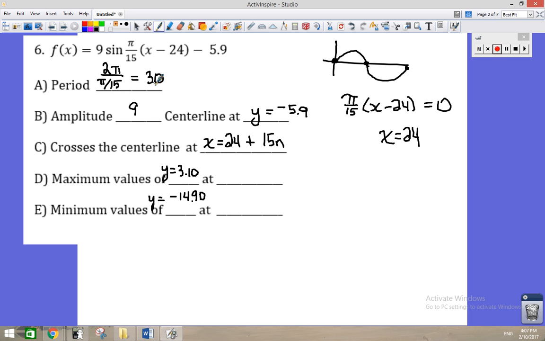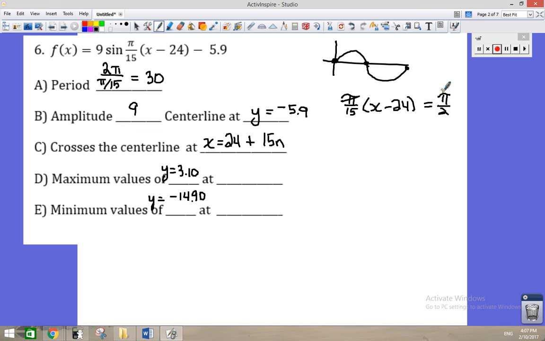Now, to be at a maximum value for sine, we know that happens the first time at pi over 2. And if this expression were allowed to simplify and equal pi over 2, we know we'd be at a max because the sine of pi over 2 is 1, and we would have 9 minus 5.9. Over here at the min it'd be a negative minus a negative. So yeah, okay, it's still good.